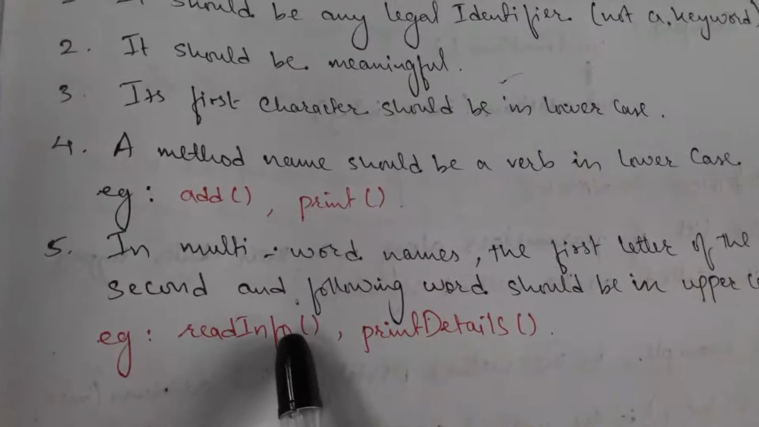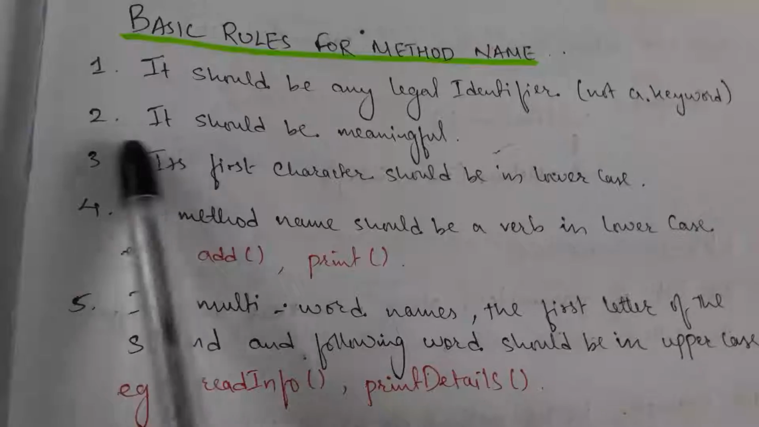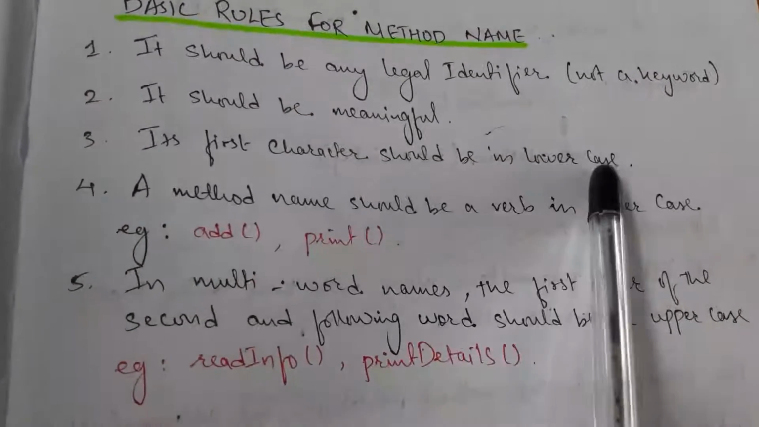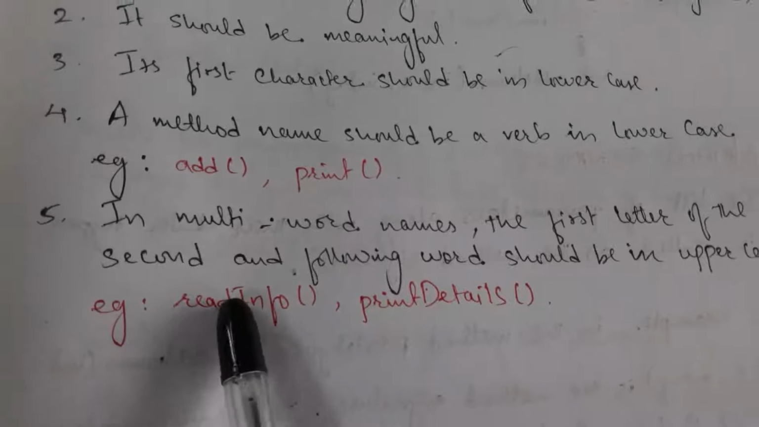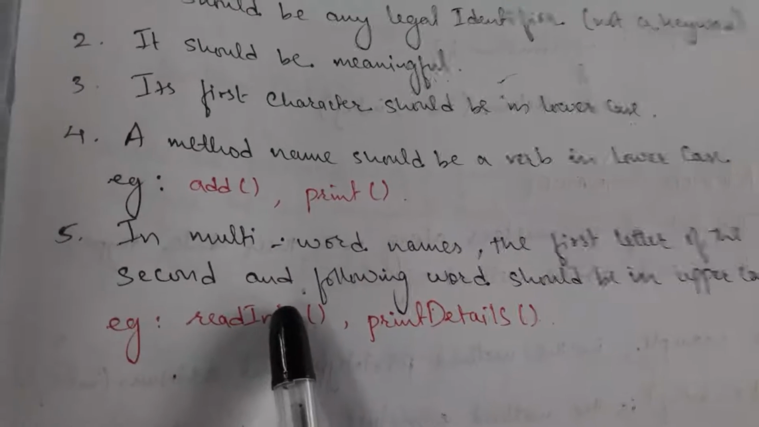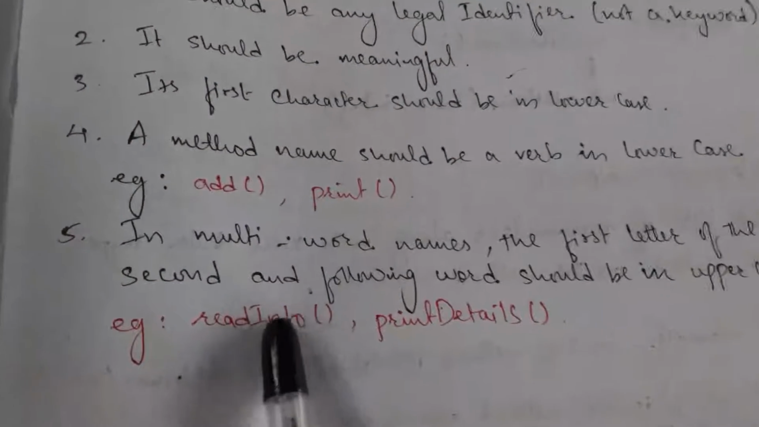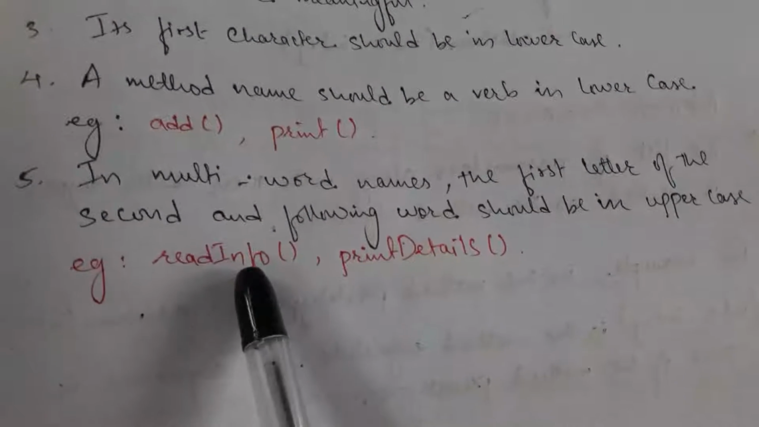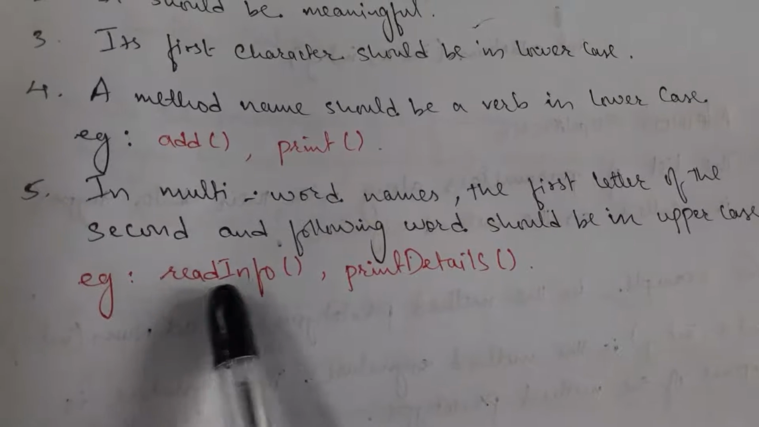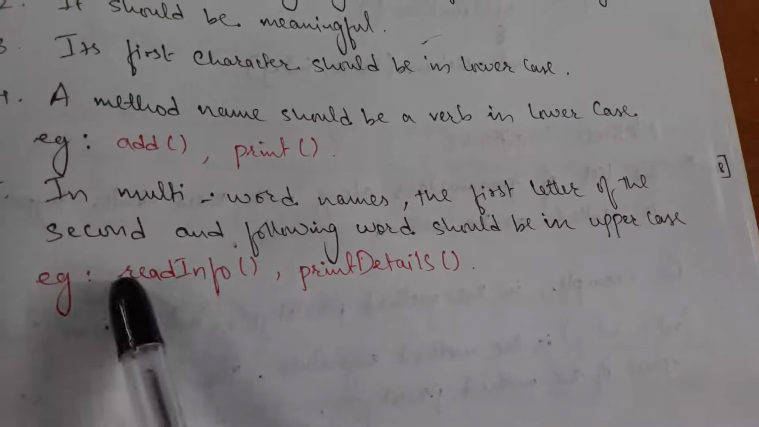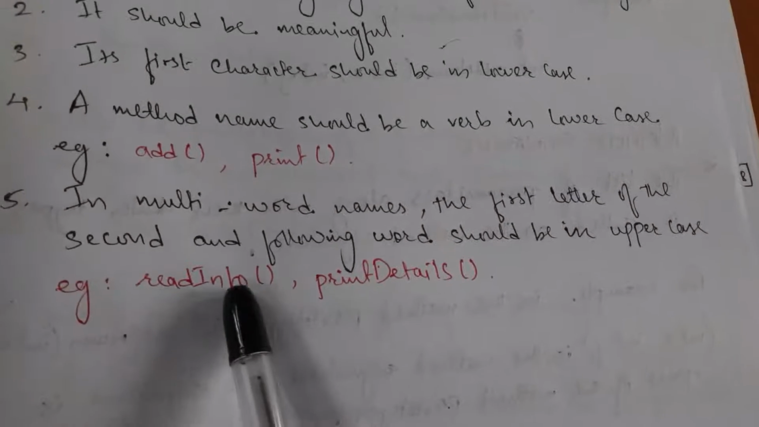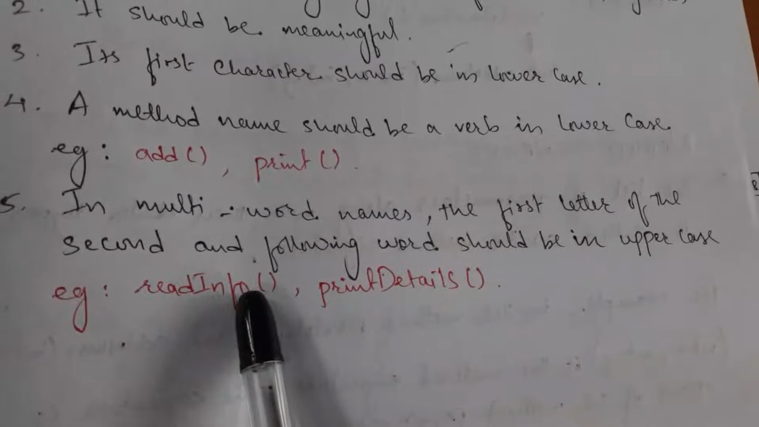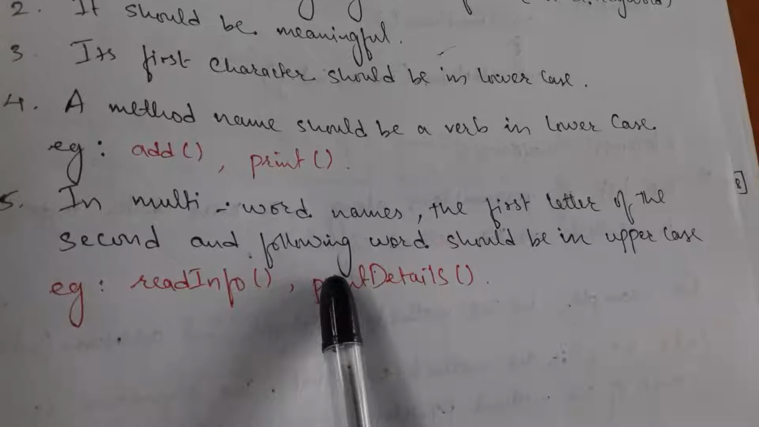Okay, so readInfo. According to the third rule, the method's first character should be in lowercase, but here two words have been used. Multi-word has been used for naming the method. That is why the first character will remain as it is, lowercase, and the first character of the second word will start with uppercase or capital letter. So this is how you have to define whenever we are using multi-word names for a method. Okay, these are the two examples that I have shown.